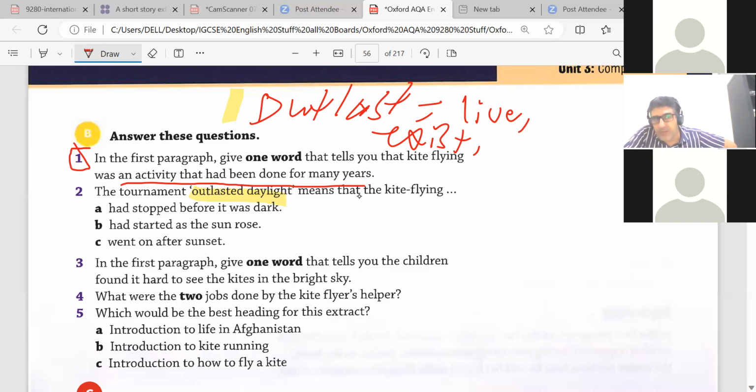This is one of the important questions that is confusing and challenging for students. Let's choose: had stopped before it was dark, or had started at the sun rose, or went on after sunset? Went on. And Khalid?